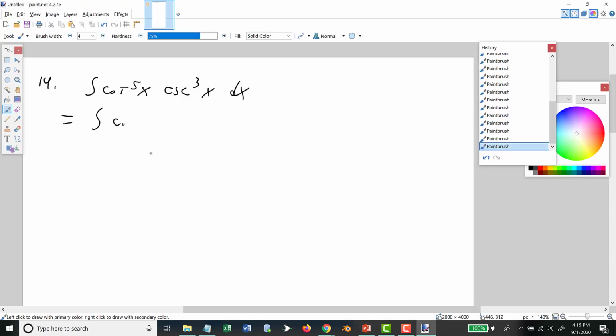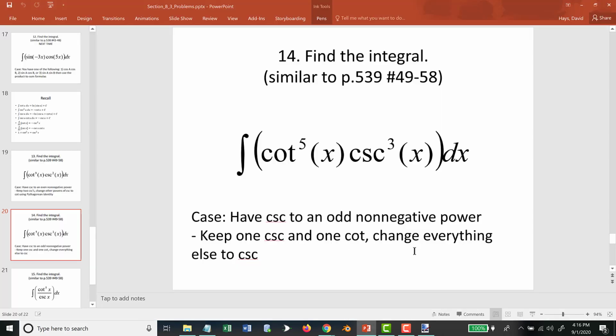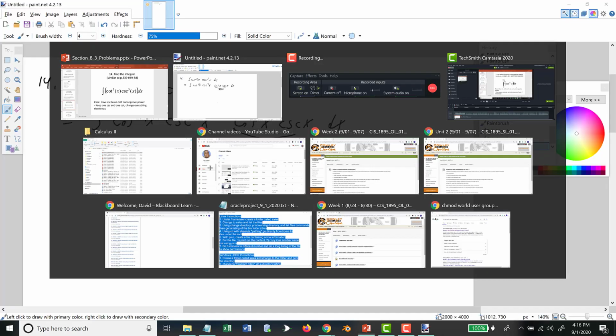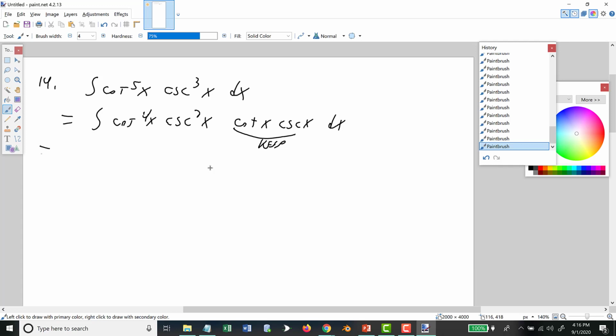So this is cotangent to the 4th power. This is cosecant squared. And I said we want to keep one cotangent and one cosecant. We keep those for our derivative. Okay, keep one cosecant, one cotangent. Change everything else to cosecant. So cotangent to the 4th is cotangent squared times cotangent squared. Here's our keeper here. I can't touch those.